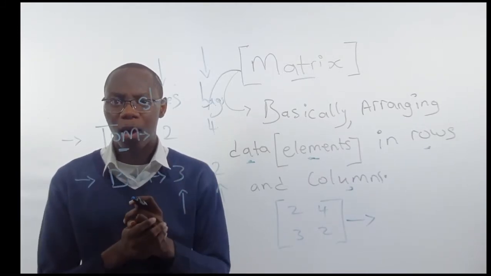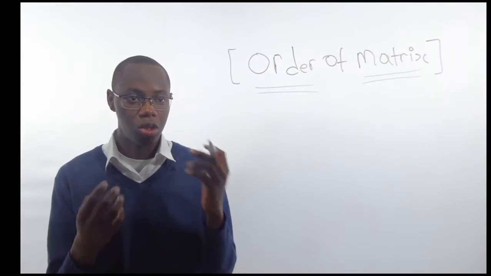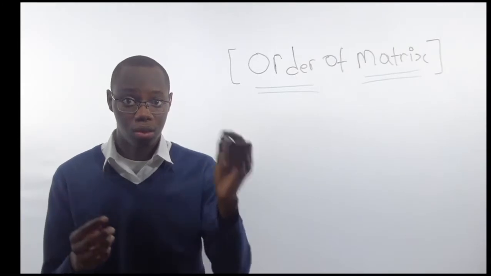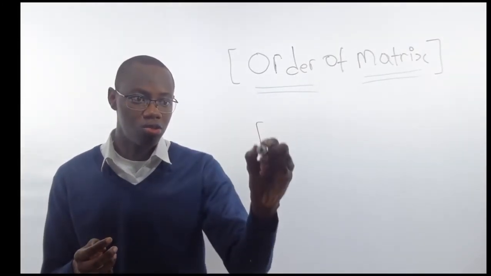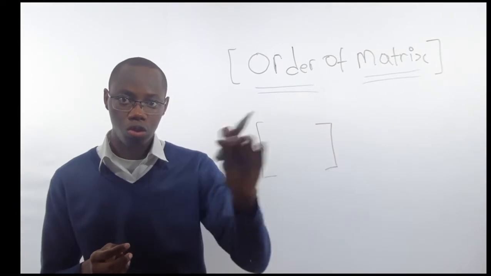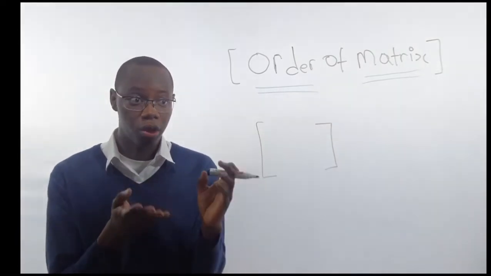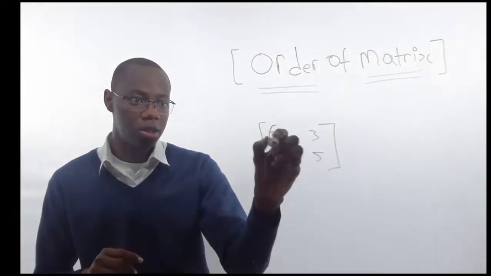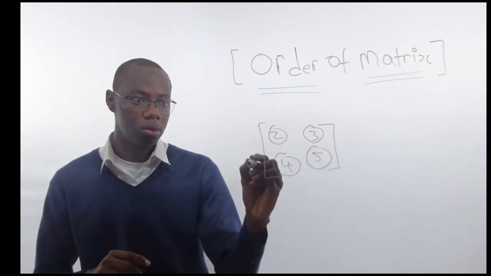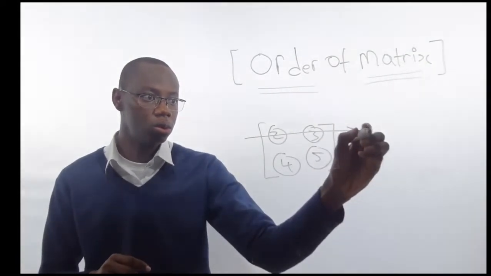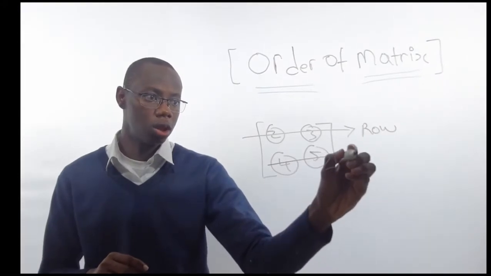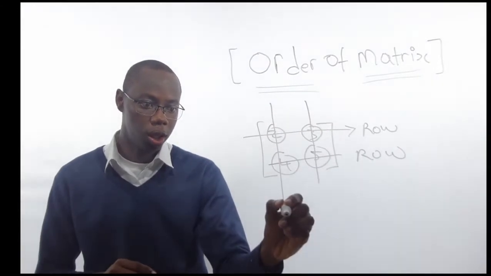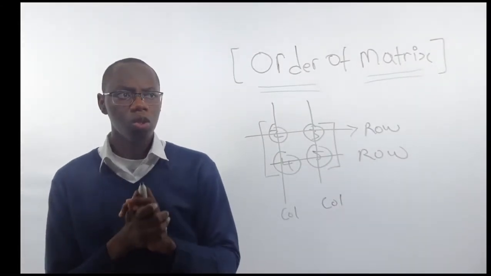Now, what about the order of a matrix? We talked about earlier that a matrix is all about presenting and arranging your data, which are also called elements, in a rectangular form, in rows and columns. That's all about a matrix. So you can have 2, 3, 4, and 5, and all these things are called elements. This is a row, and this is another row, and the vertical is the column, like we talked about. So what is the order of a matrix?